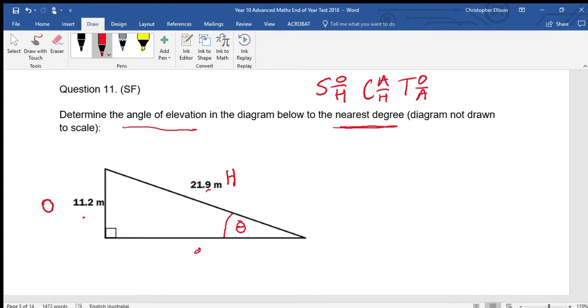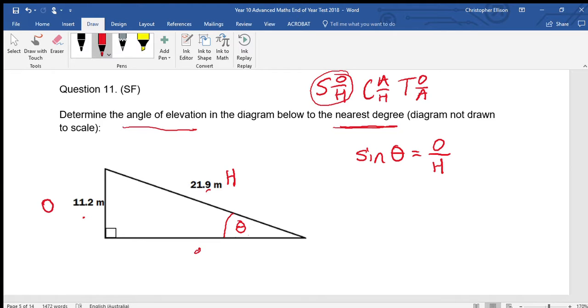Now, because I've only labelled those two sides, that tells me which trigonometric ratio, either sine, cos or tan, I should be using. The only one of these trig ratios that has an O and an H in it is sine. So that's what we write: sine theta equals opposite over hypotenuse.